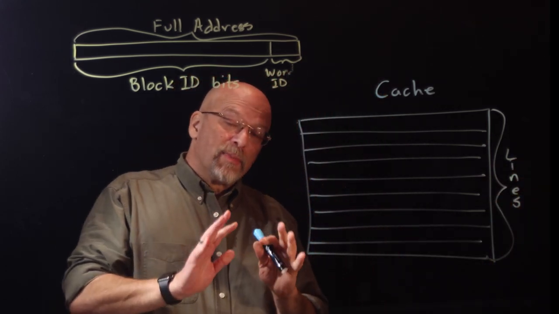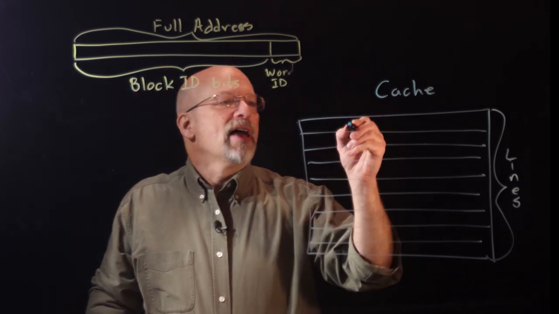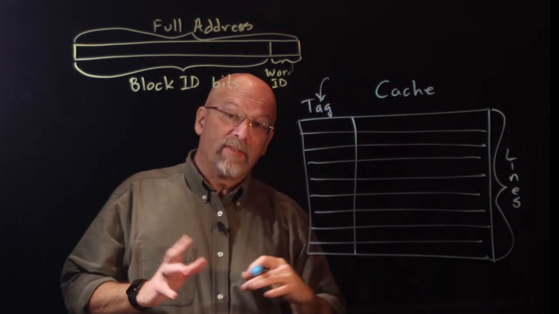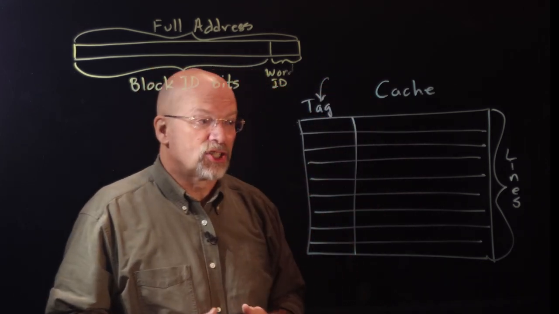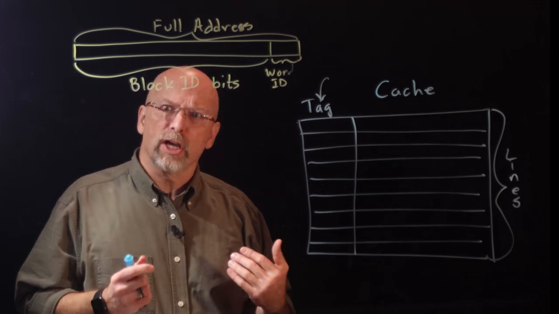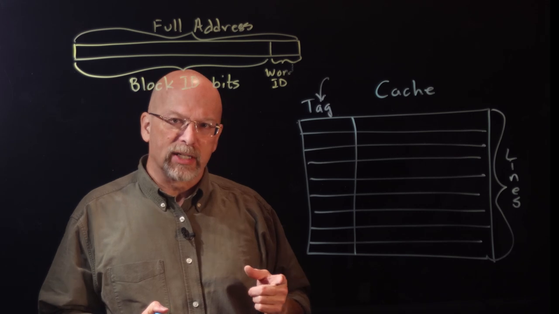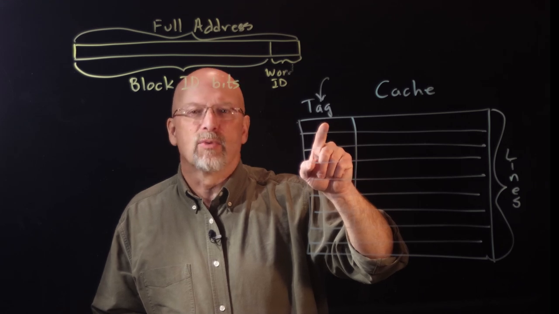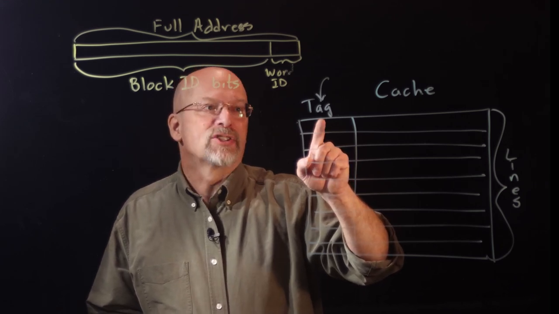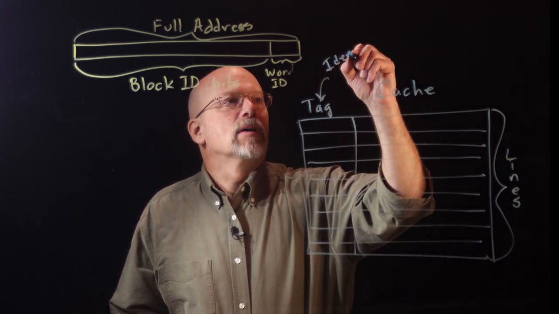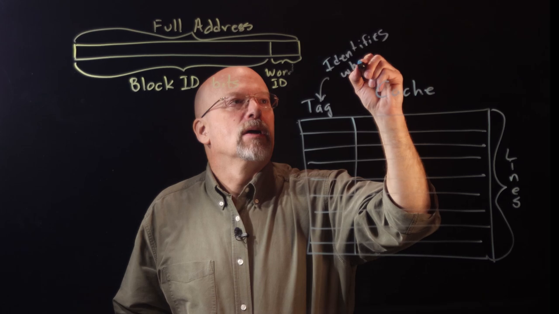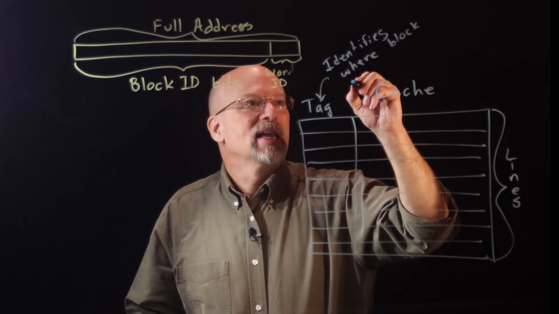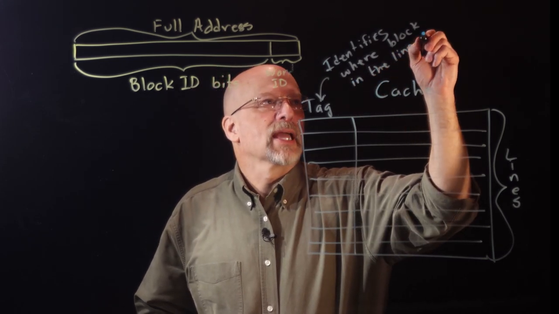Now, each line is made up of two components. The first component is the tag. Remember, we talked in a previous lesson about the type of addressing that a cache uses, which is called associative addressing. Associative addressing says that with all the stored data, we associate with it a pattern of ones and zeros that identifies where it came from. And so the tag identifies where, and I'm going to say block here, I'm getting ahead of myself, but basically it identifies where the block in the line came from.